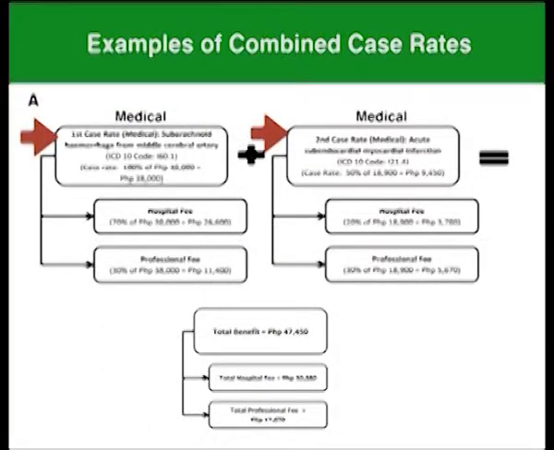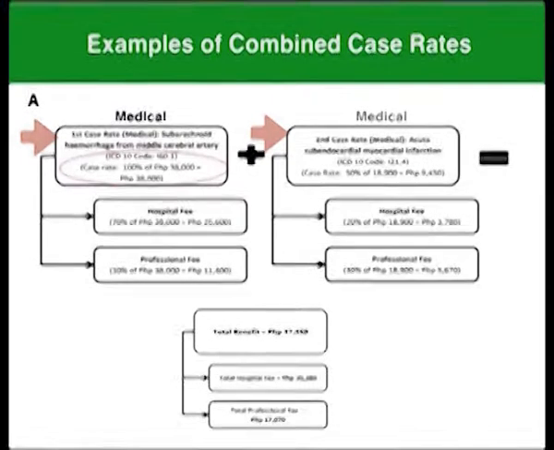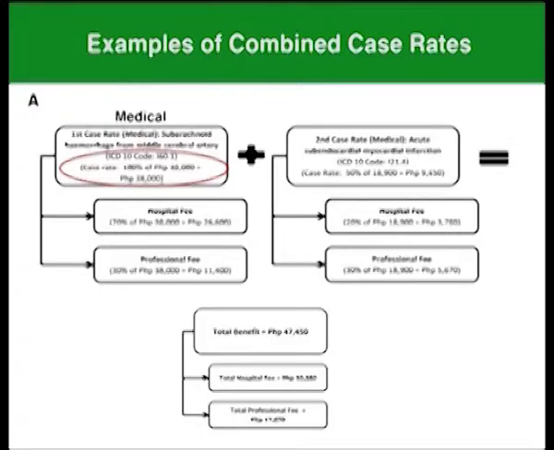Example A shows a medical condition, subarachnoid hemorrhage, as the first case rate, and a medical condition, acute myocardial infarction, as the second case rate. For the first case rate, the healthcare provider and health facility will be paid 100% of the total case rate for subarachnoid hemorrhage, that amounts to 38,000 pesos. 70% of the case rate for subarachnoid hemorrhage, or 26,600 pesos, will be the hospital fee, and 30% of the case rate, or 11,400 pesos, will be the professional fee.